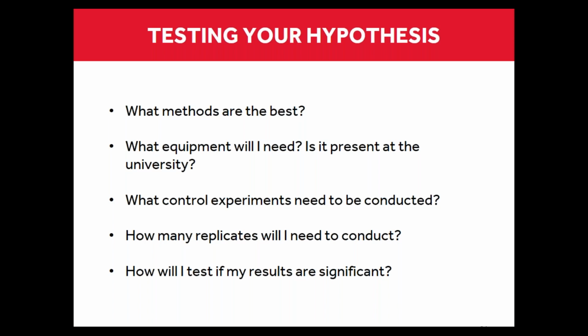You need to think about general experimental design. So what control experiments are you going to need? How many times are you going to repeat the experiment to determine whether your result is significant? And then once you've actually conducted the experiments, how are you going to test whether they are actually significant? For this, you need to look into any statistical tests that you may need to do.